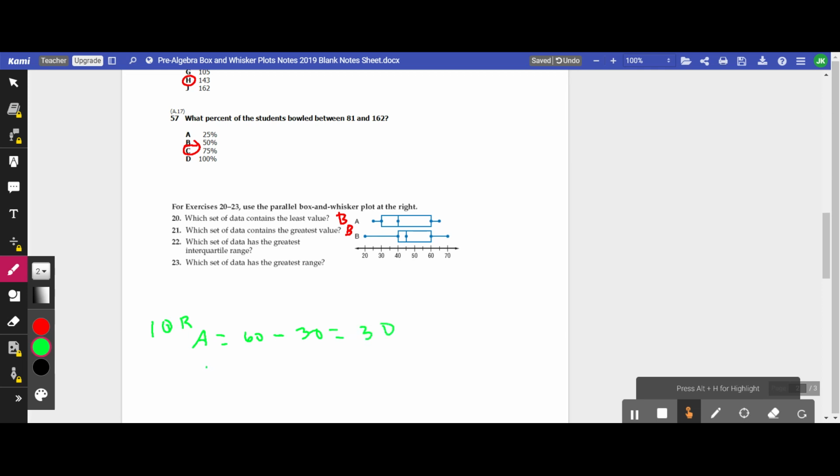And then you can do the same thing for B. You can take your upper quartile for B, which is at 60, where the box ends, and then subtract your lower quartile, which is 40. That's where the box starts. So that'd be 20 then. So the greatest interquartile range would be A, because 30 would be greater than 20.